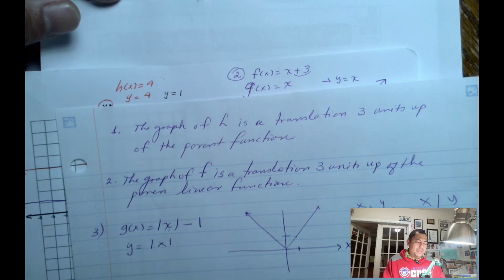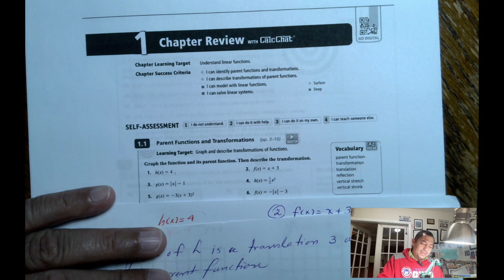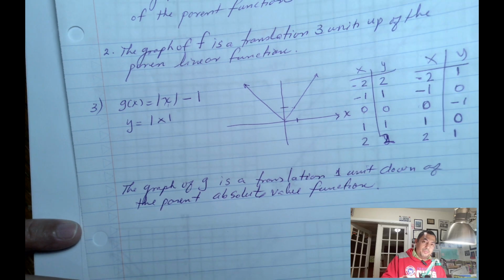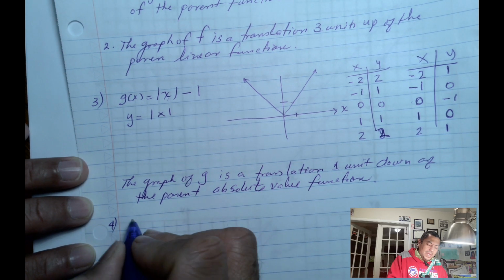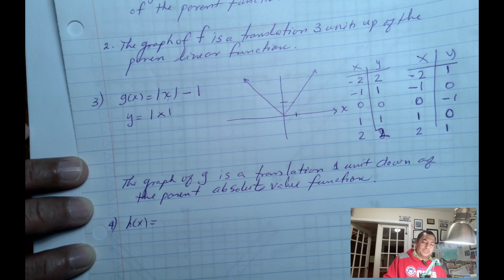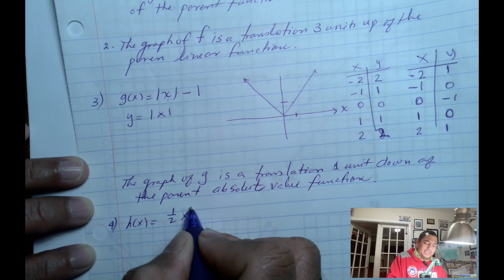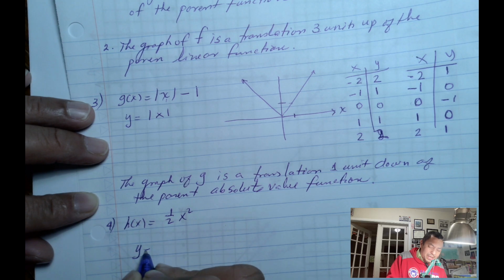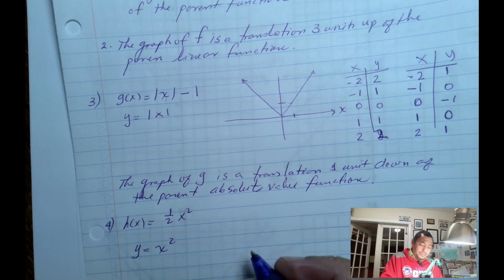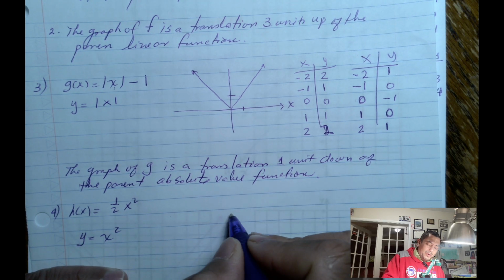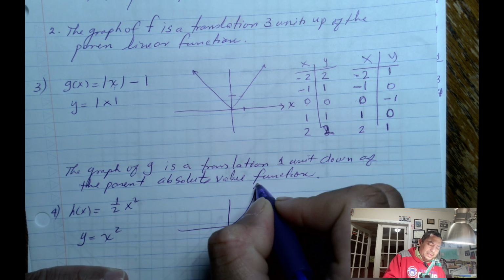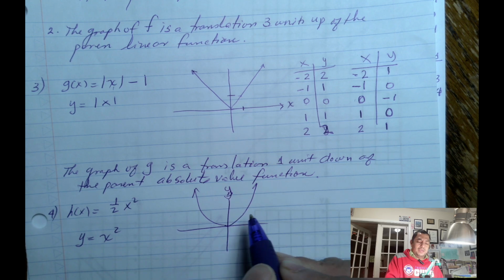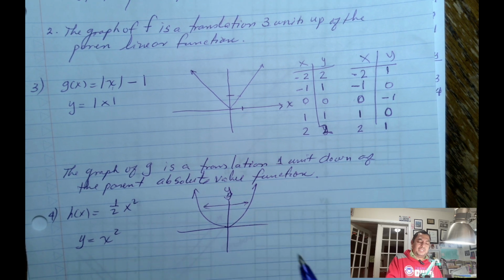Problem number 4, in this case, I have h(x) equals 1/2 x squared. So I have number 4, h(x) equals 1/2 x squared. What is the parent function? It's the quadratic function. I'm going to have y equals x squared. It's a parabola. So the parabola is this curve. Remember, it is symmetric with respect to y. So we're going to have the same distance here, same distance here.